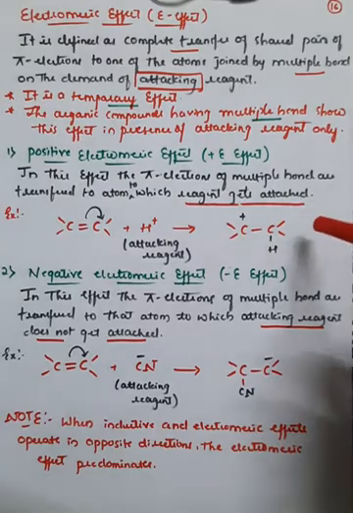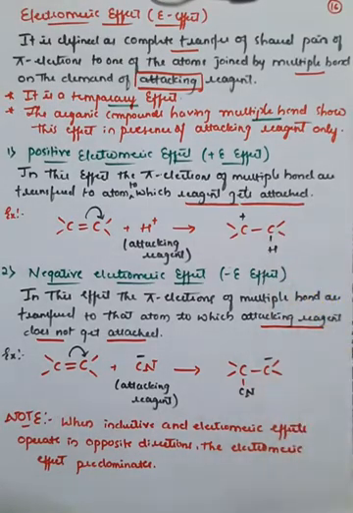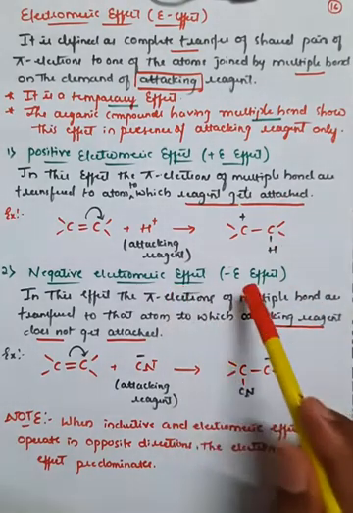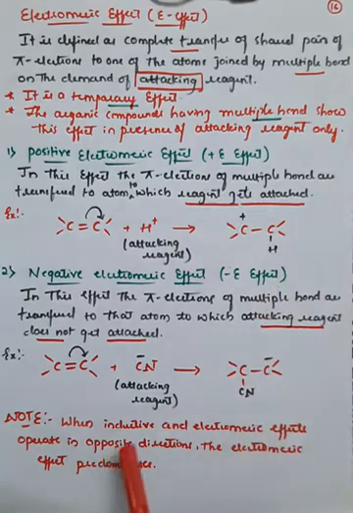But in case of plus E effect, what happens? Attacking also takes place on the same carbon atom and shifting also takes place on the same carbon atom. So in case of negative electromeric, that is the minus E effect, the electrons are transferred, or the double bond is shifted, to that carbon atom which is not attached to the attacking reagent, right?